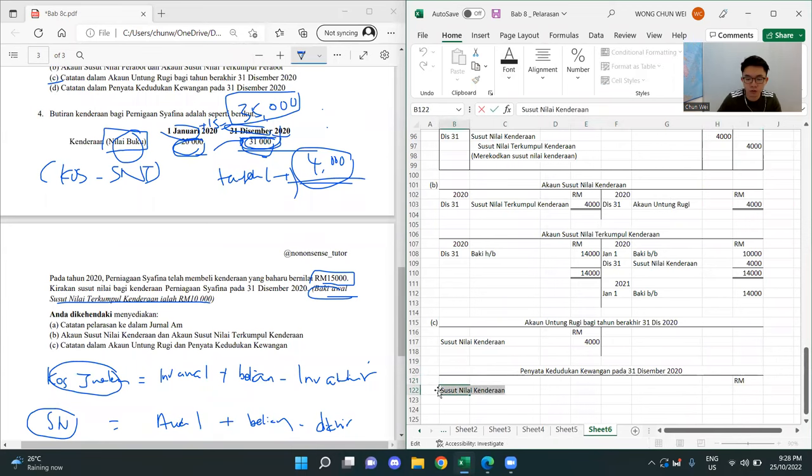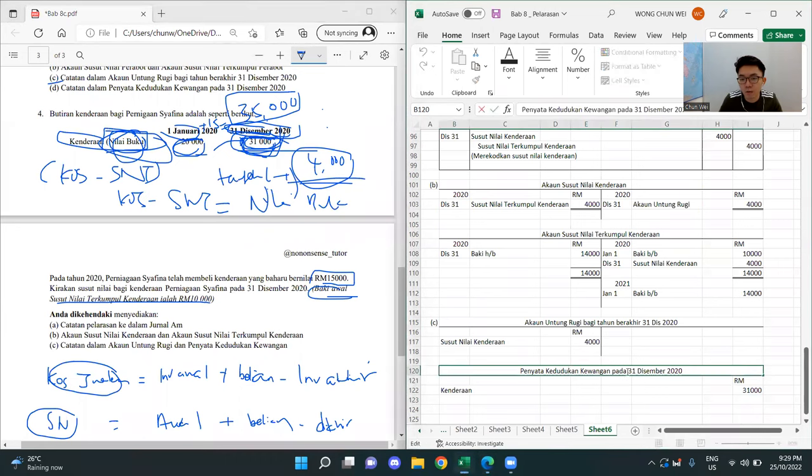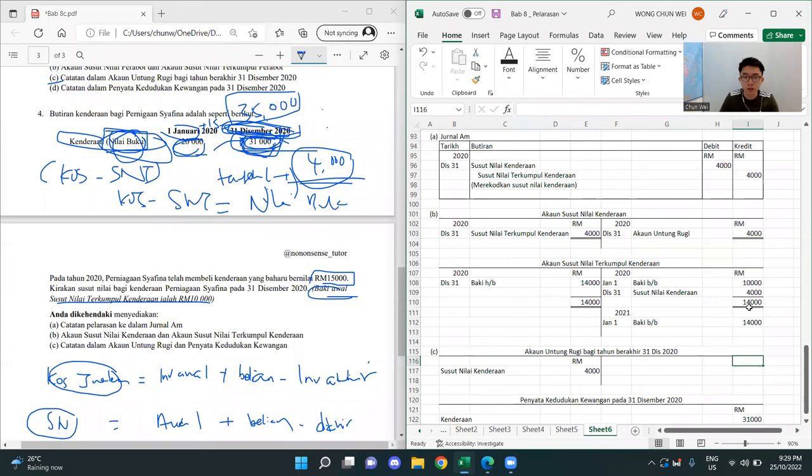Can just straight away write your kenderaan. How much is it? We know it is 31,000. Correct or not? Is it 31,000? Why we know it's 31,000? Because they already tell us, ma, your kenderaan nilai buku pada 31st December 2020 is 31,000. So you can just straight away put 31,000 because this is already a nilai buku. Unless this is a cost, then your cost has to tolak your SNT in order to get your nilai buku. But this is already in nilai buku and they already given you the amount for 31st December 2020, and now we are doing the PKK for 31st December 2020. So it's the same date, and so this is the baki akhir, 31,000 for the kenderaan. Is it? So this is your answer for question 4.